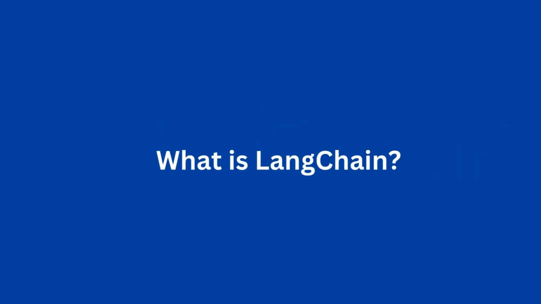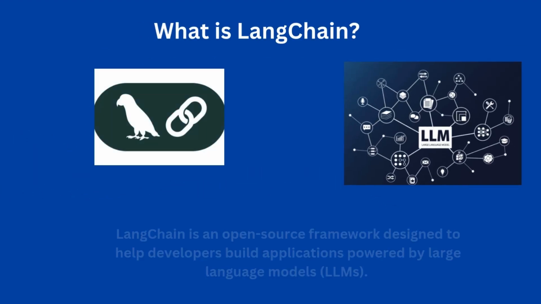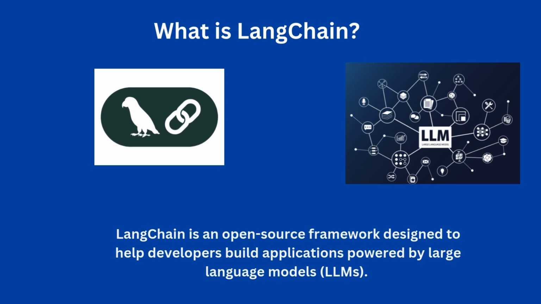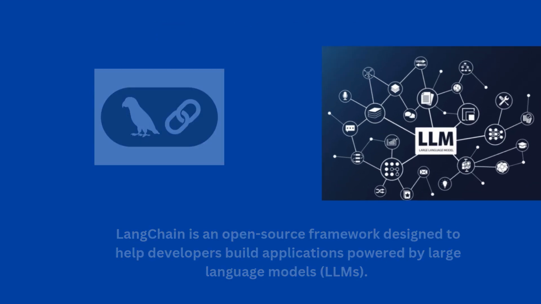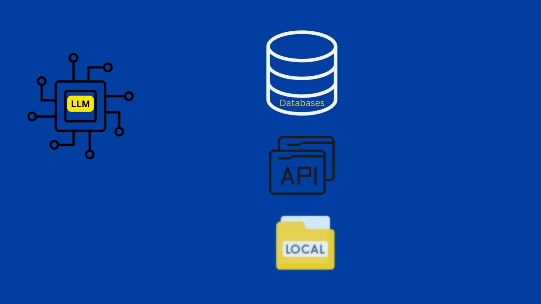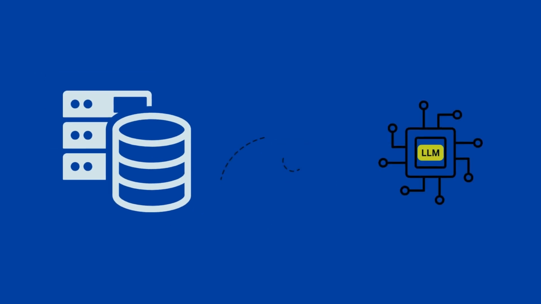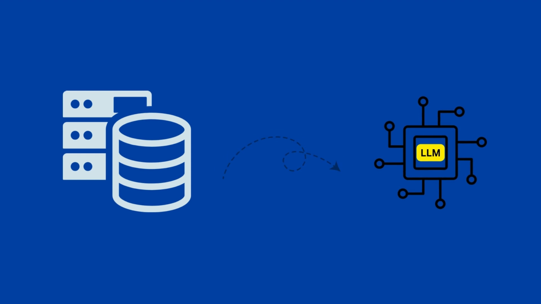So what exactly is LangChain? LangChain is an open source framework designed to help developers build applications that are powered by large language models. With the help of LangChain, we can import our own data from databases, APIs, or local files and have these read by our large language model so that our model can understand data related to our business area. So before we go to the concepts of LangChain, let's discuss what LLMs are.